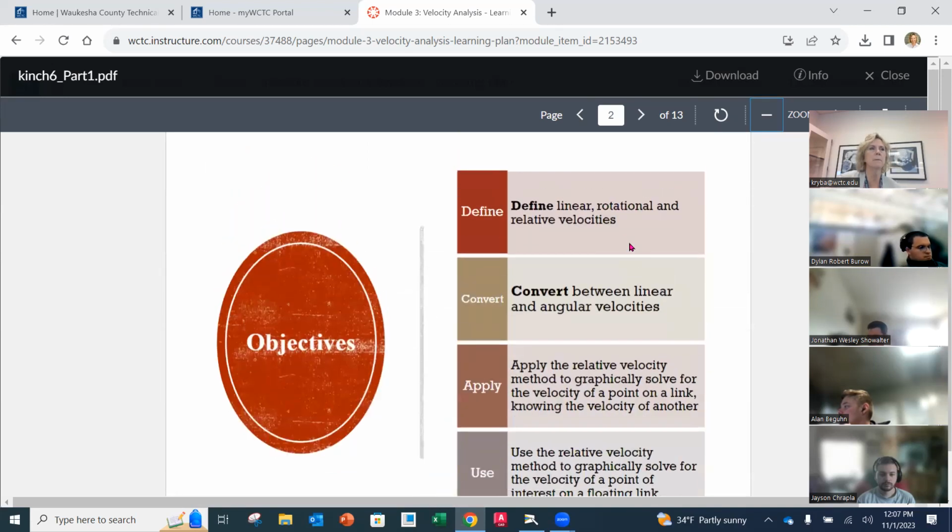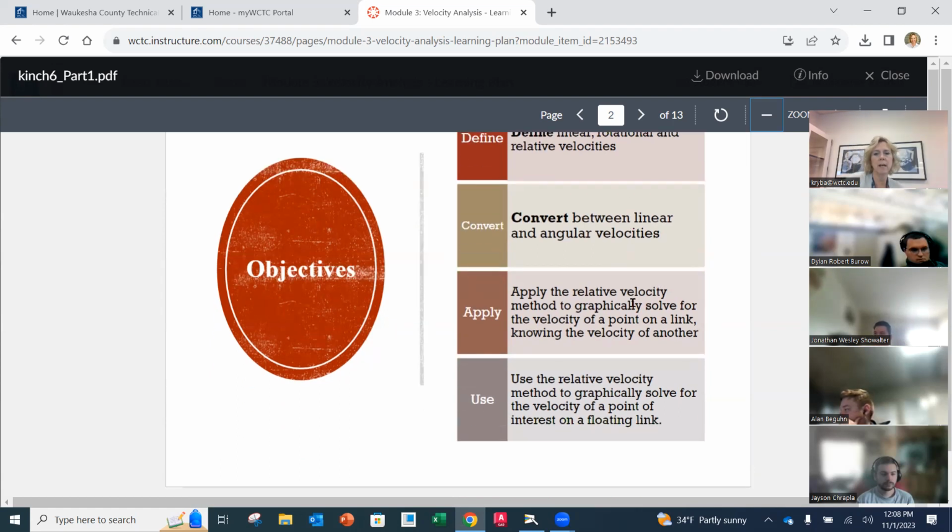Our objectives are going to be defining linear, rotational, and relative velocities. So we're going to be really kind of looking at all 3 of these as we move through chapter 3. Linear and rotational are going to be the upfront, like the first half, if you would, and then relatives are going to be the second half. We're going to learn how to convert between linear and angular velocities, and identify their components, their units, and then also do some conversions there as well.